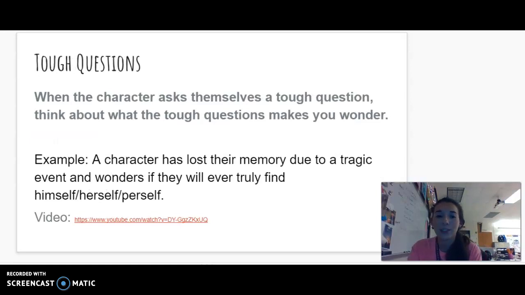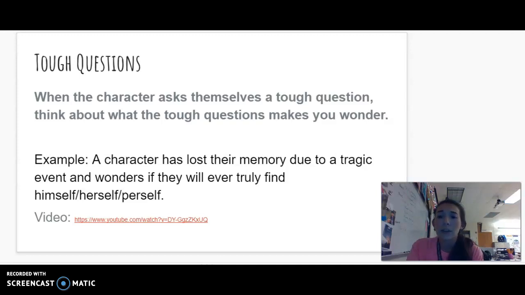Alright, tough questions. As far as a signpost, this one is when the character asks themselves a really tough question. And think about what the tough question makes you wonder. Oftentimes, these kinds of tough questions are things that we think about ourselves. Such as a character has lost their memory due to a tragic event and wonders if they will ever truly find themselves.